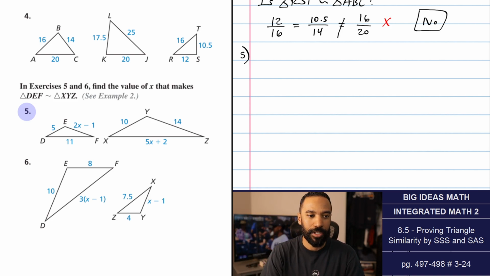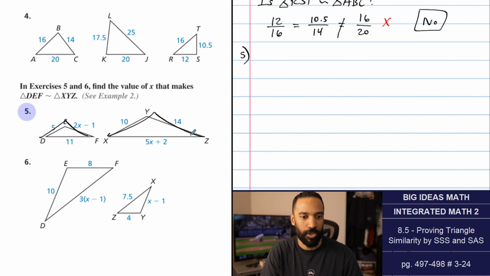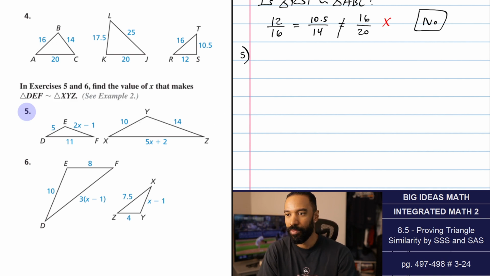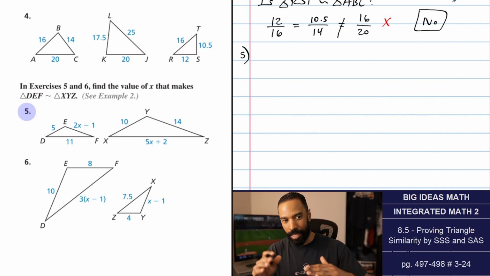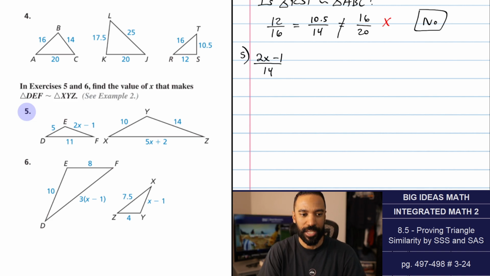But here you see DEF and XYZ. Looks like they are oriented the same way. So we know which parts correspond, the left side, the right side, and the bottom side, and things like that. So it looks like we have a good old 10 over 5. Well, actually, let's write this first. Let's write 2x minus 1 over 14. I'm making my choice in the right side, to the right side, something with x in it. And let's do the left side, 5 over 10.